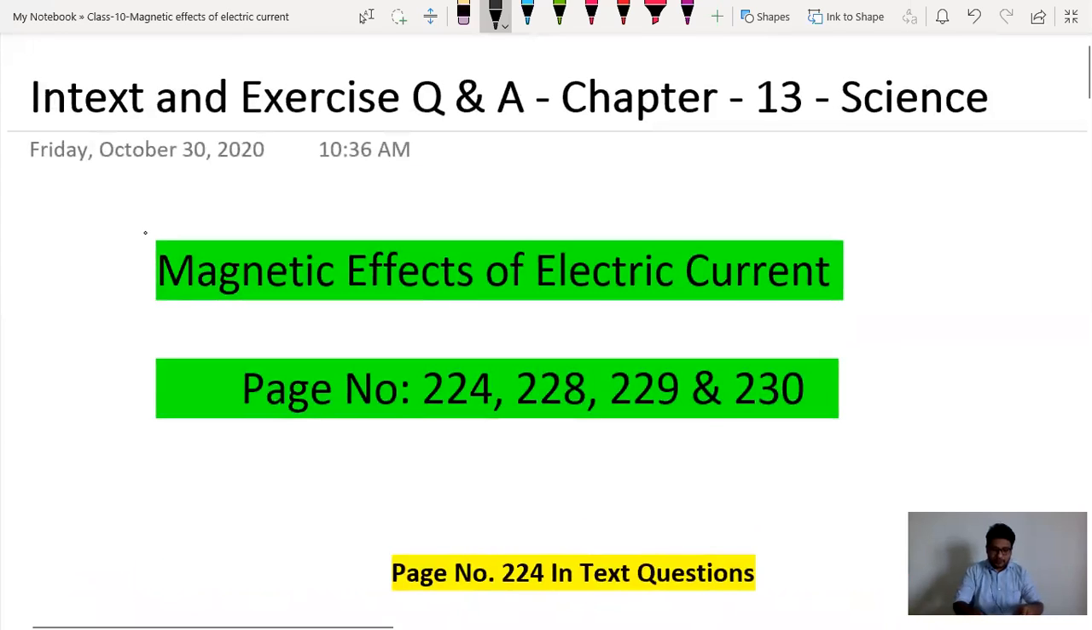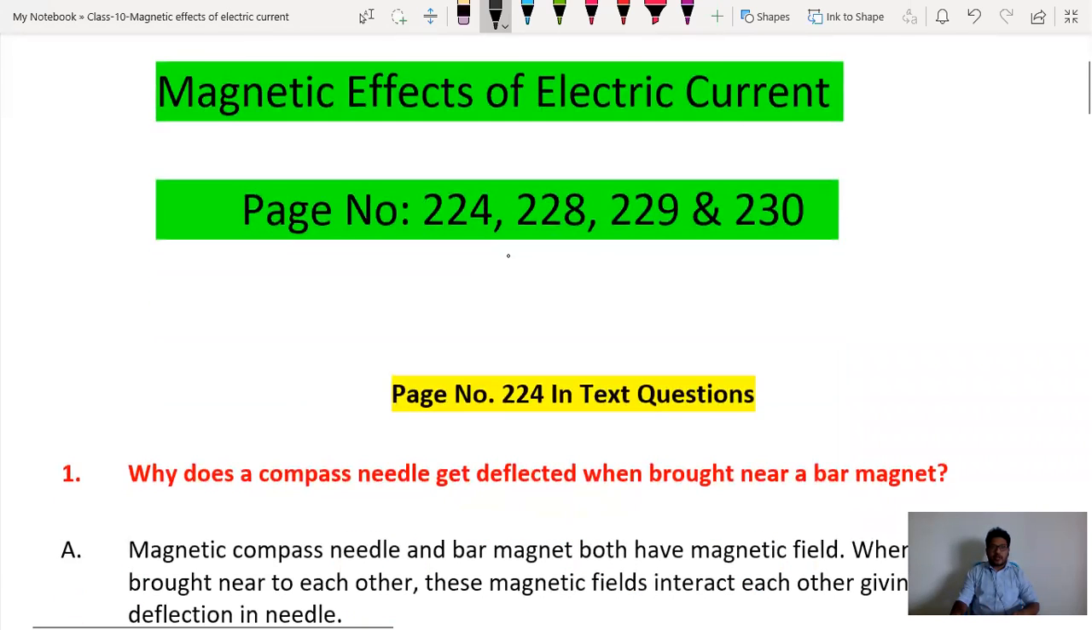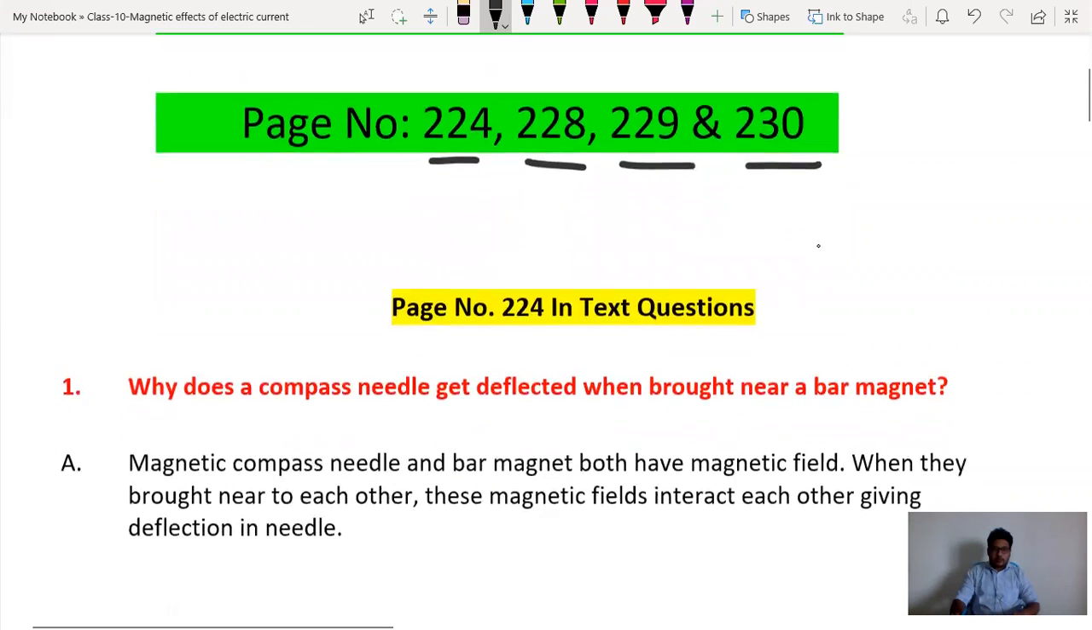Okay, guys. So in this lecture, you are going to learn in-text and exercise questions. Of course, not exercise. We are going to see in-text question answers from chapter 13 science, that is magnetic effects of electric current, and questions from pages 224, 228, 229 and 230.